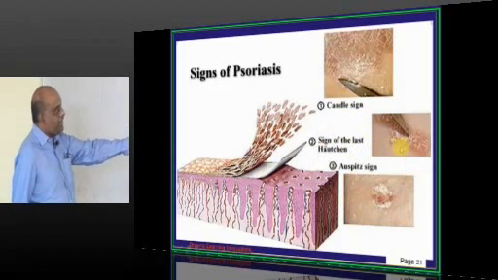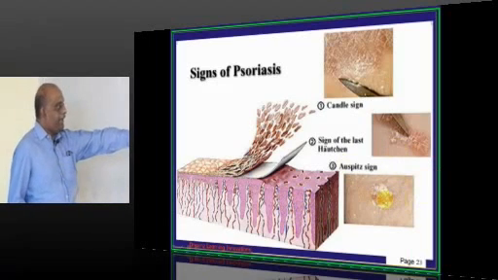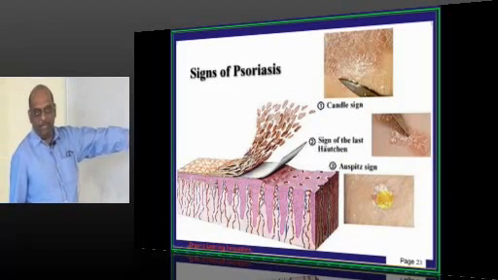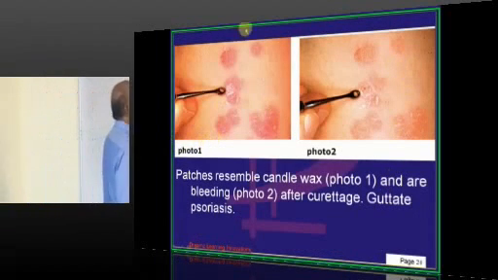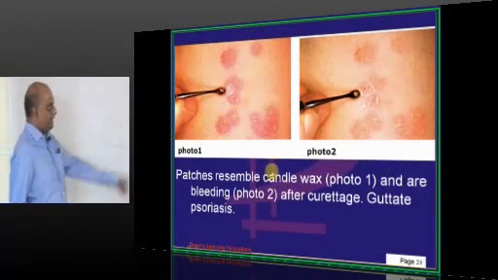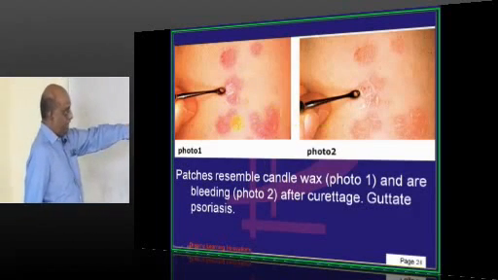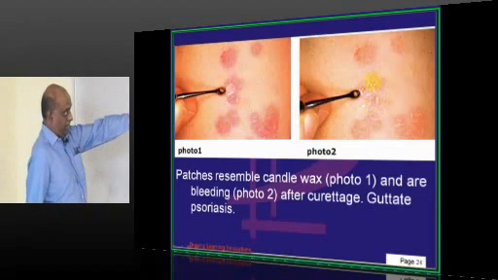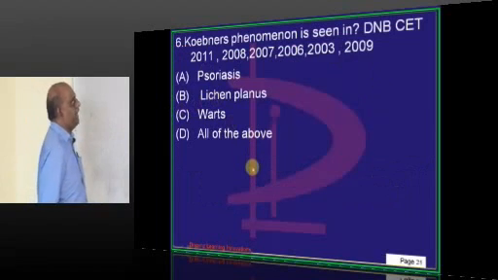Then this is the sign of the last Hodgkin, where until the last layer it remains dry, and after you pluck it out, typically there is a bleeding point, which is called the Auspitz sign. These are the important signs you need to remember. This is another example. The patches basically resemble candle wax and bleed after you do the curettage, which is seen in the case of psoriasis.